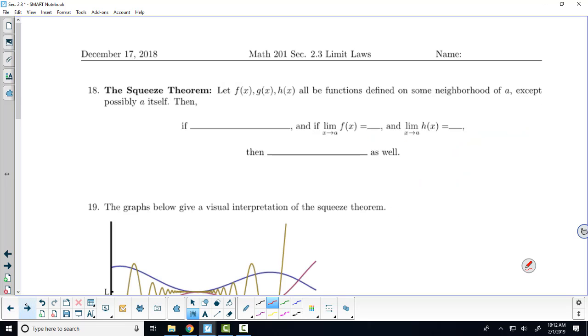So the next theorem is a big one. It's a very important theorem in math. It's called the Squeeze Theorem, sometimes the Sandwich Theorem. It says, suppose you have a sequence of three functions, where one is always less than or equal to the other. Suppose f of x is less than or equal to g of x, which is less than or equal to h of x.